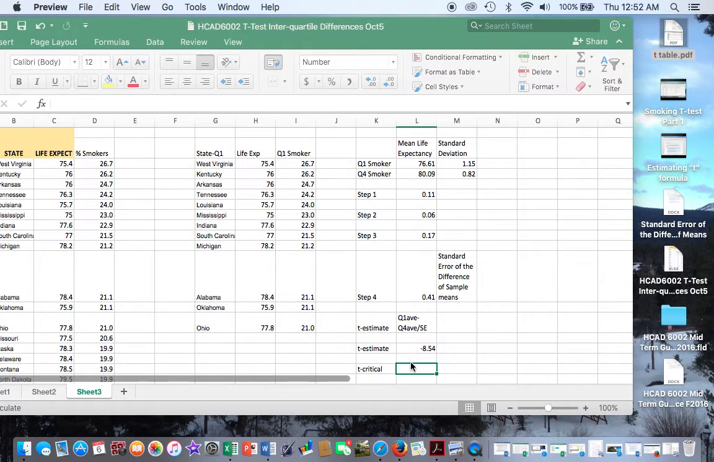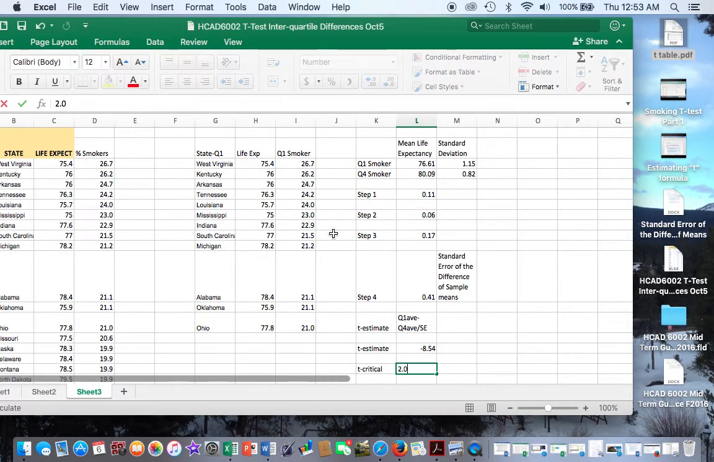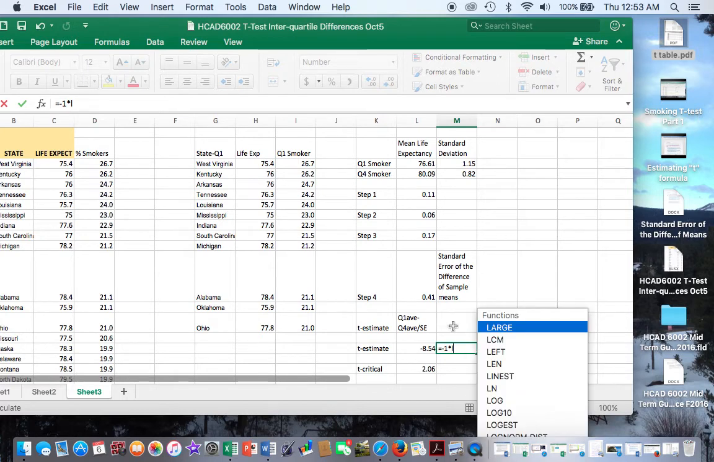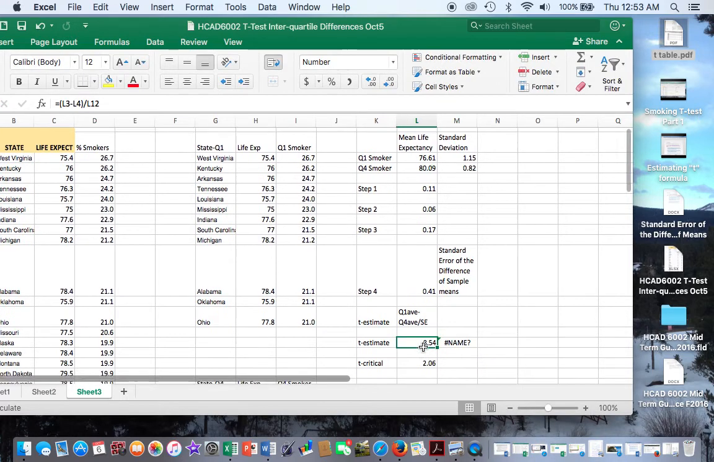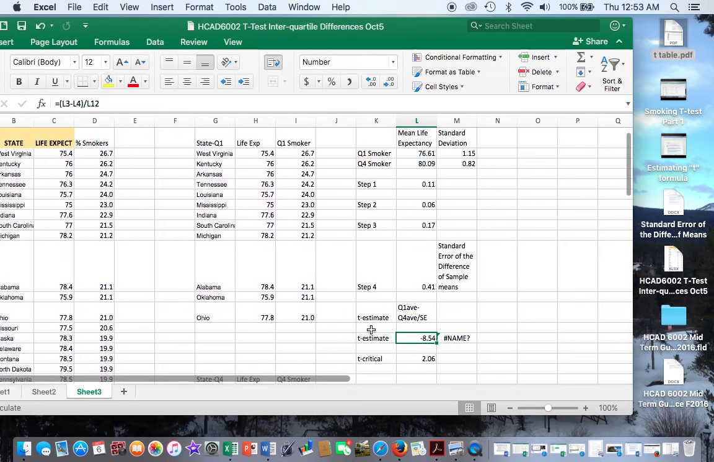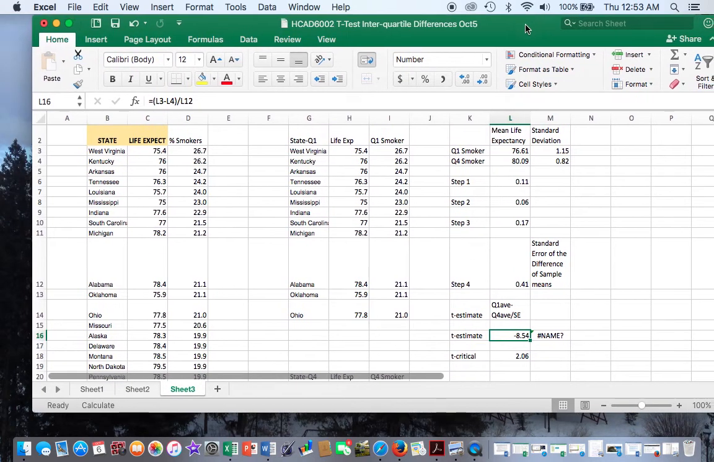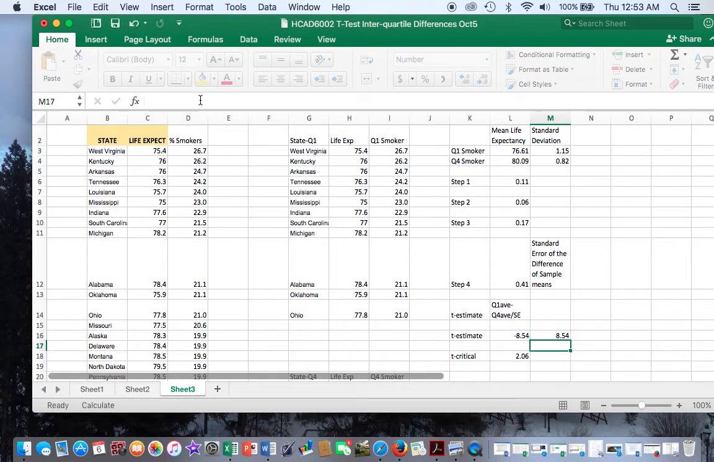Well, indeed what we have is a t-test of, this is not cooperating, there we go. So we know that and we want to take the absolute value of this. If we wanted to actually do that, one thing you could do is just do negative 1 times L16. 8.54 is clearly much greater than 2.06.